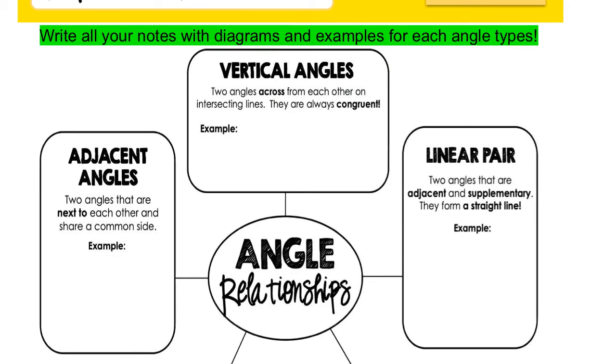The vertical angles should look like this and like this. So there are two lines intersecting and they form four angles. So angle 1, angle 2, angle 3, and angle 4. The angles are facing each other, like for example, angle 1 and 2, and they are always congruent, which means they will have the same measurement.